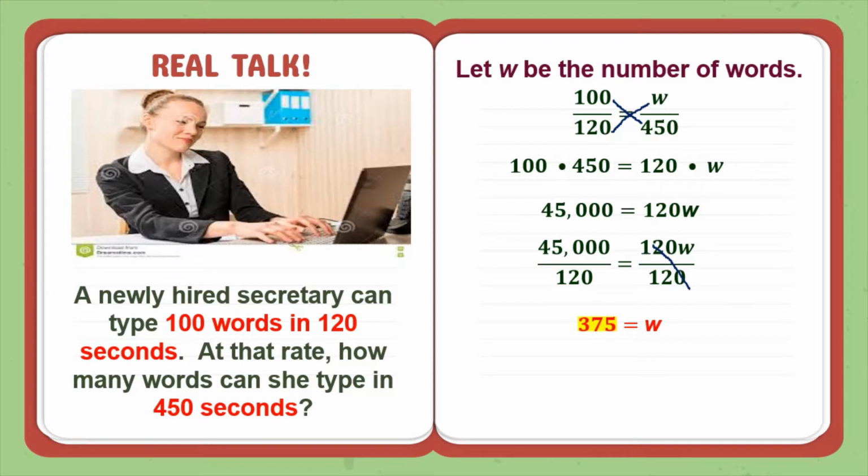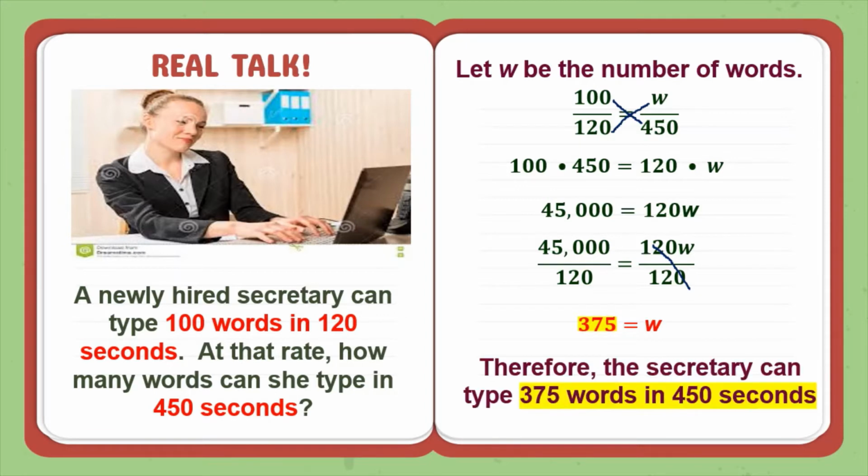And then 45,000 divided by 120. So the answer is 375. So meaning, the secretary can type 375 words in 450 seconds.